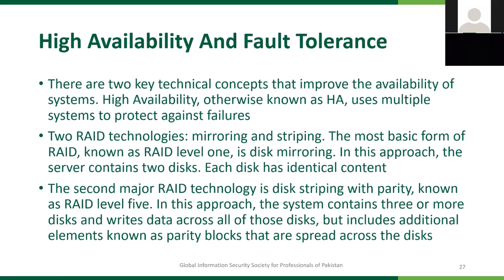As part of business impact analysis, you need to understand if your business needs high availability or fault tolerance, right? There are two key technical concepts that improve the availability of a system. High availability, known as HA, uses multiple systems to protect against failure. Maybe you have multiple firewalls, maybe you have multiple web servers. So if one firewall or one web server goes down, you have another.